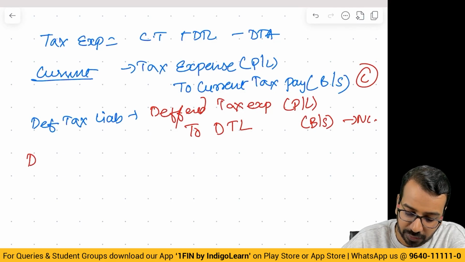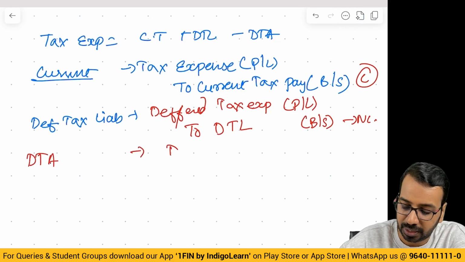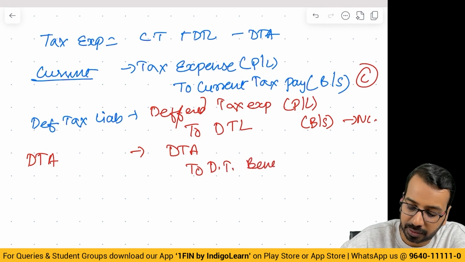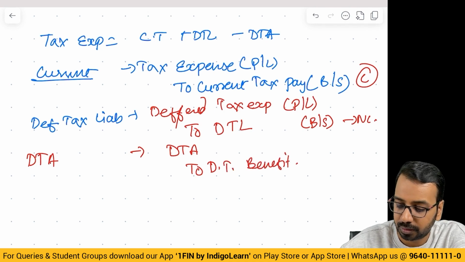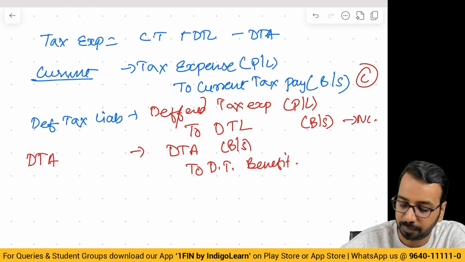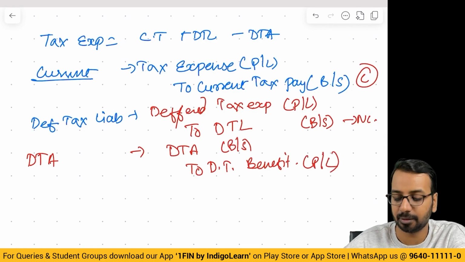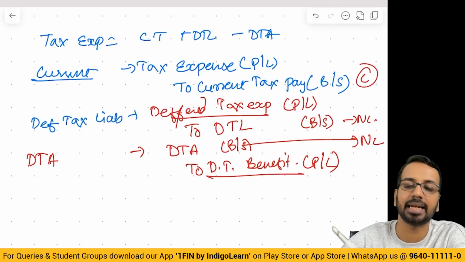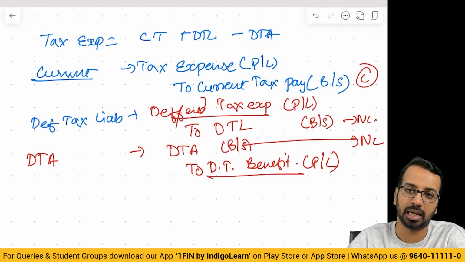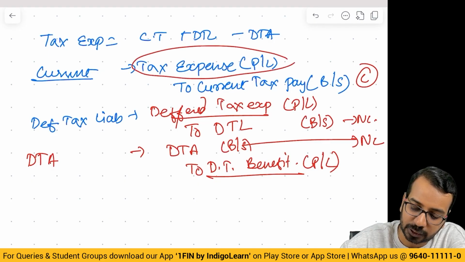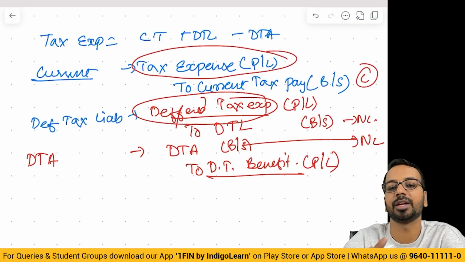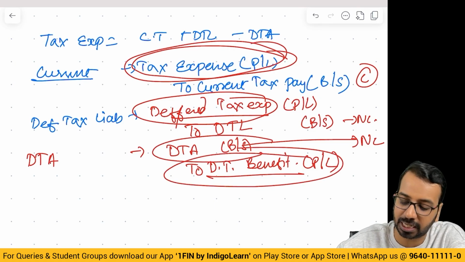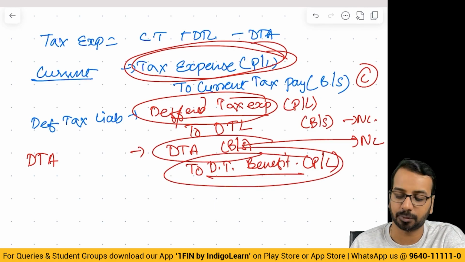Okay, and if there is a deferred tax asset, you will have deferred tax asset to deferred tax benefit. Again, this is a balance sheet item, this is a P&L item. This also will be shown as non-current. So instead of deferred tax benefit and deferred tax expense, can I write tax expense? You can write. That is also allowed. Now, tax expense plus deferred tax expense will make your total tax expense, or tax expense minus deferred tax benefit will make the total tax expense.